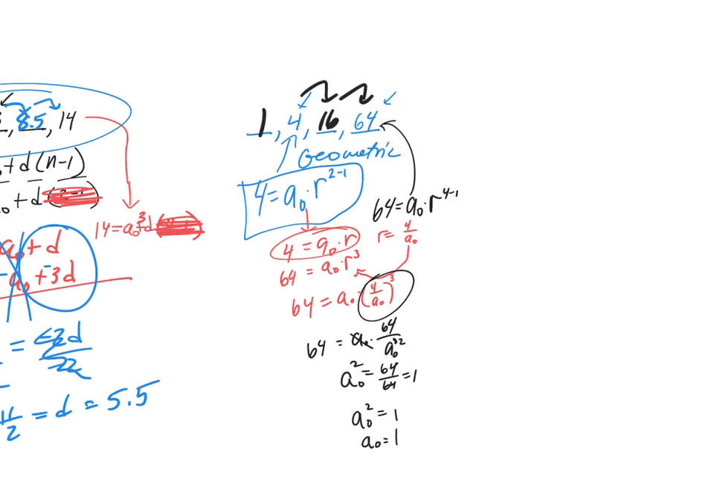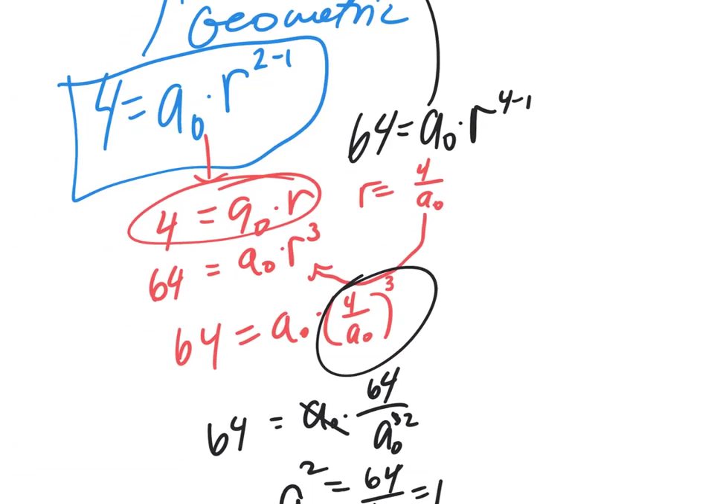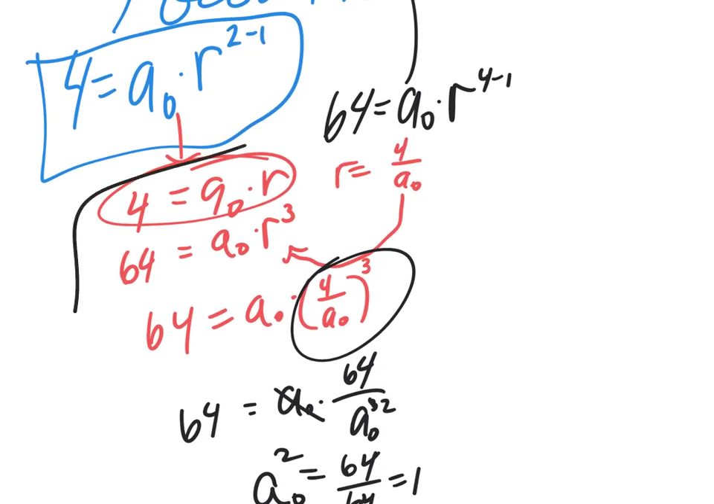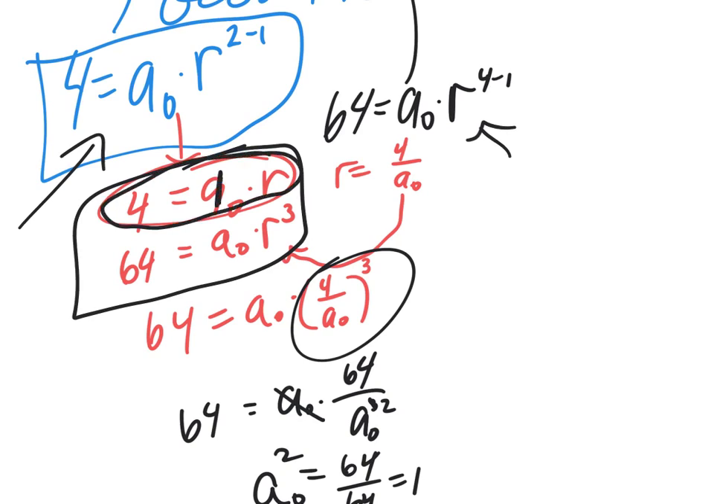How could I have figured out r the other way? I could have used these two equations that I had, either one of them, or this one, which is where they came from in the first place. And I could stick in that a sub 0 was 1. And I could put it right here, for example, and I'd know that r equals 4. There it is.